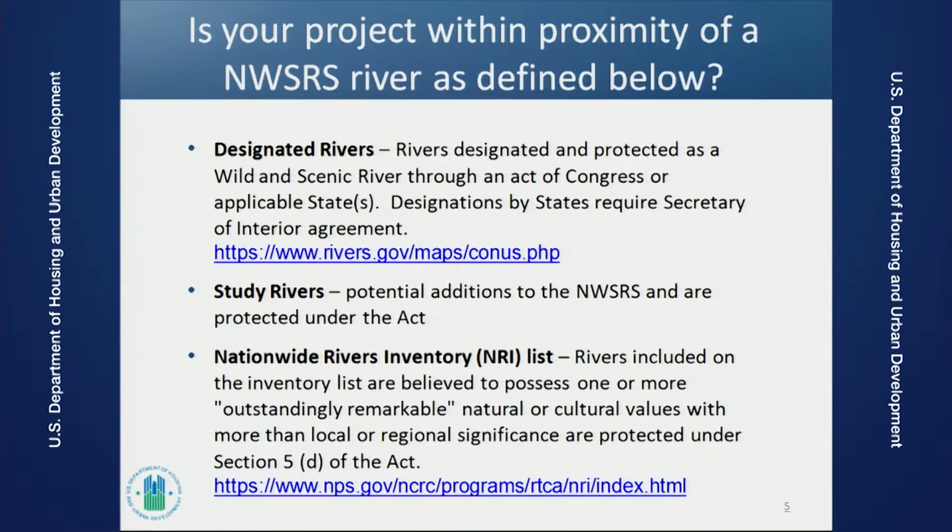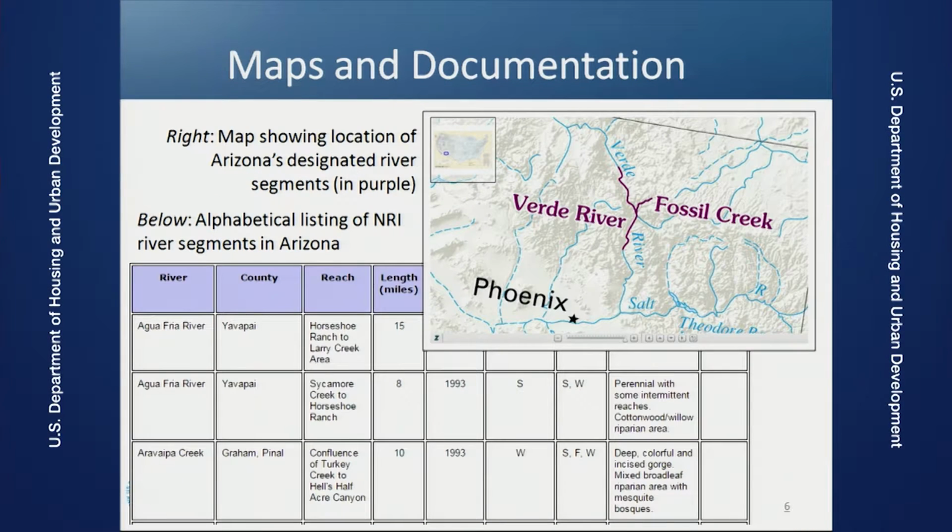And the one that is most often forgotten is the Nationwide Rivers Inventory List. These rivers are included on the list because they are believed to possess one or more outstanding, remarkable natural or cultural values with more than local or regional significance, and they are protected under Section 5(d) of the Act. These rivers are also protected, so don't forget to look up whether or not your project is near a river on the Nationwide Rivers Inventory List.